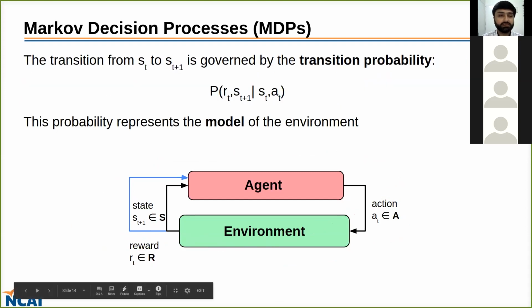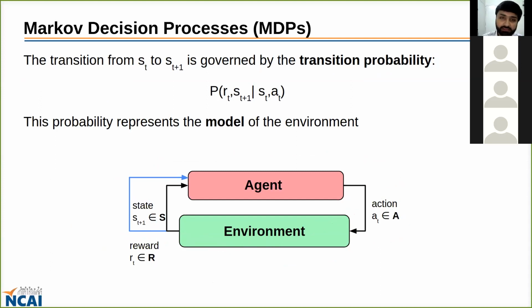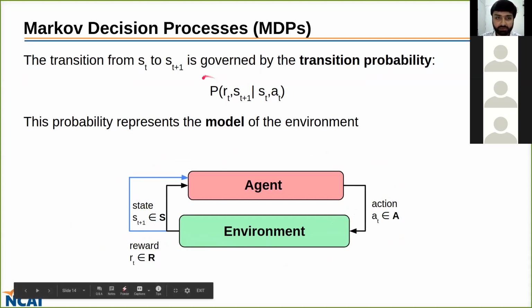So the transition from S sub t to S sub t plus 1 is governed by something called a transition probability. And this probability represents the environment itself. For example, if you take an action in a particular state, the environment responds by shifting you to a next state and giving a reward. So this entire probability is inside of this green box here.